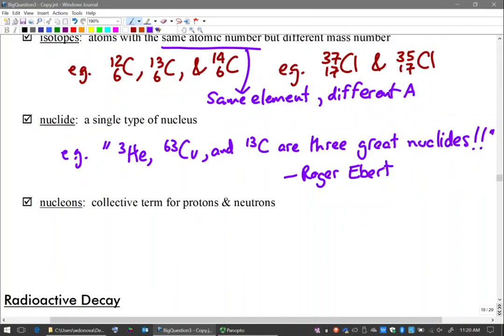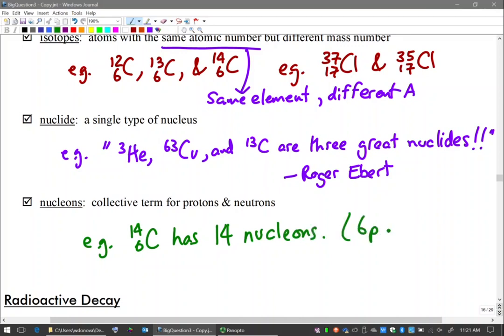Also, nucleons, also new to you. Nucleons is a collective term for protons and neutrons. We're going to worry about how many nucleons a thing has in a couple of different places. So nucleons is either protons or neutrons, doesn't matter, they're both nucleons. So for example, we could say that carbon-14 has, how many nucleons? 14. If I can get the word nucleons to come out of the pen correctly.